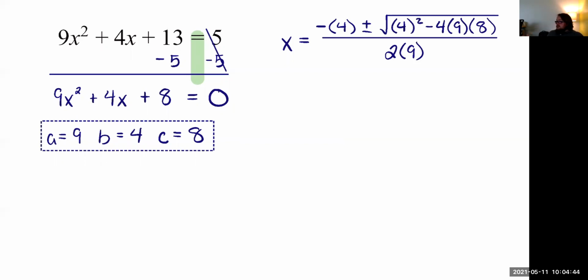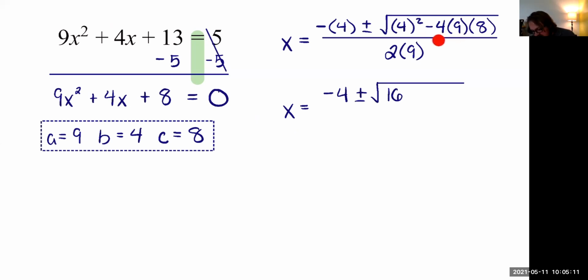Anything alarming yet? Seems pretty normal. Okay, so we just keep going. Cleaning up these parentheses, negative of 4. What's that give me? Just negative 4, plus or minus the square root of 4 squared, which is 16. And then here we may grab our calculator.